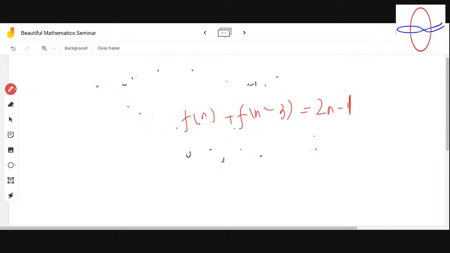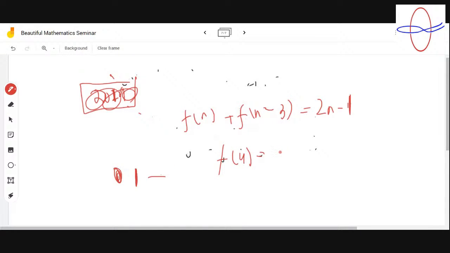So therefore, what is the modulo of 2019? 2019 modulo 3 is 0. So f of 4 is equal to what? Twice into 4 minus 1 minus f of 1. F of 7 is equal to twice into 7 minus 1 minus f of 4.